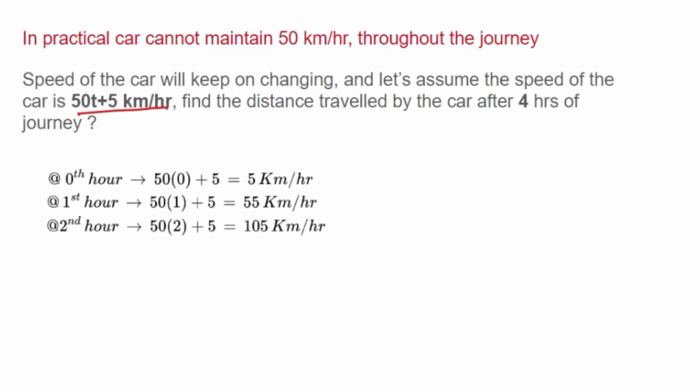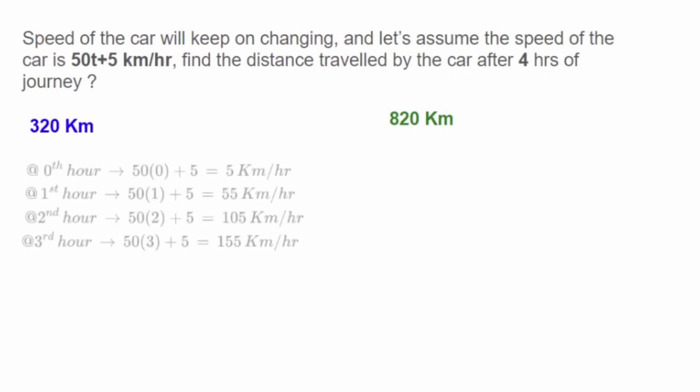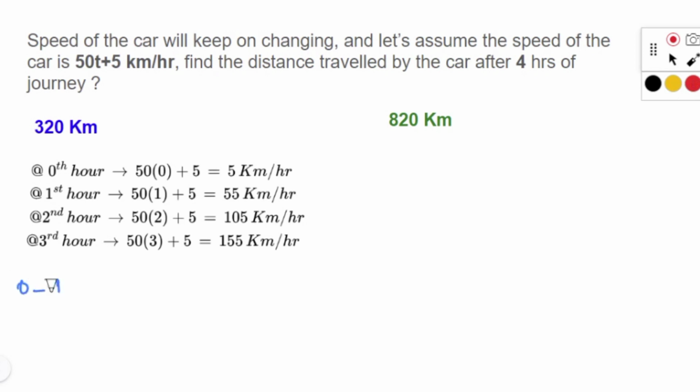Hope you have some answers in your mind. Usually I get two answers most often. One is 320 km and the second is 820 km. So let's examine which one is correct. From 0 to the first hour, my speed is going to be 5 km per hour.